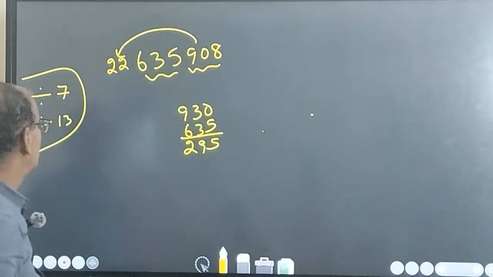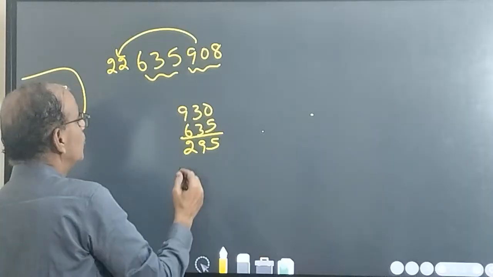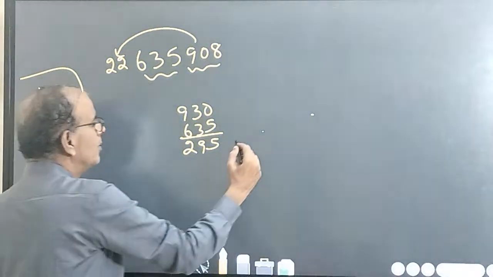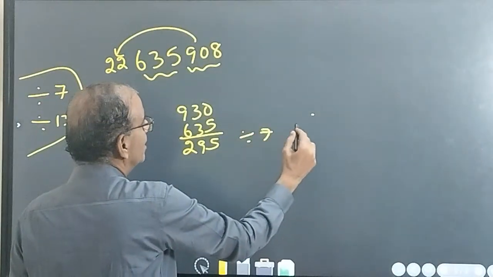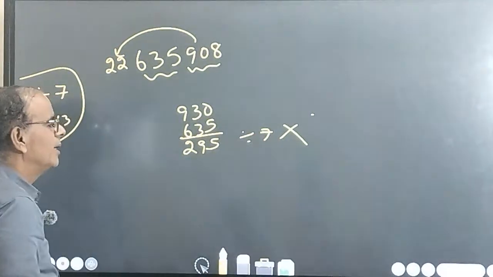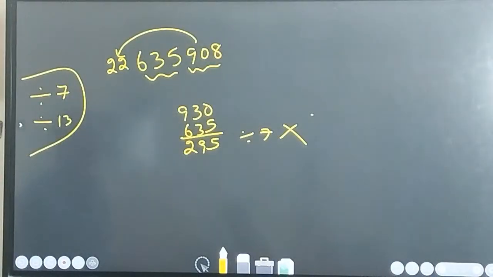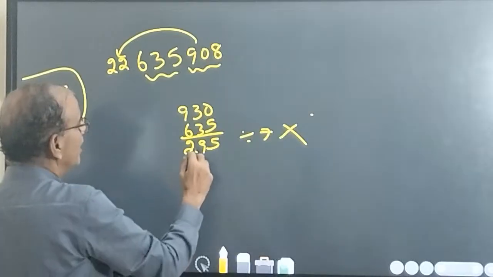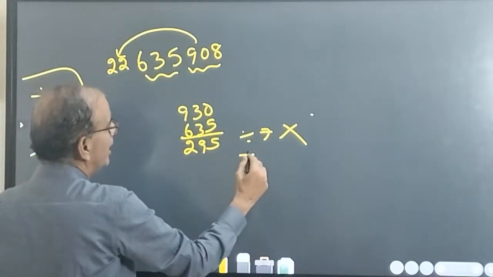295 you will get. Just you tell the 7th table. 4 7s are 28. Remainder 1 15. So not divisible by 7. 29. 1 13 is 13, 2 13s are 26. 35. Not divisible by 13.